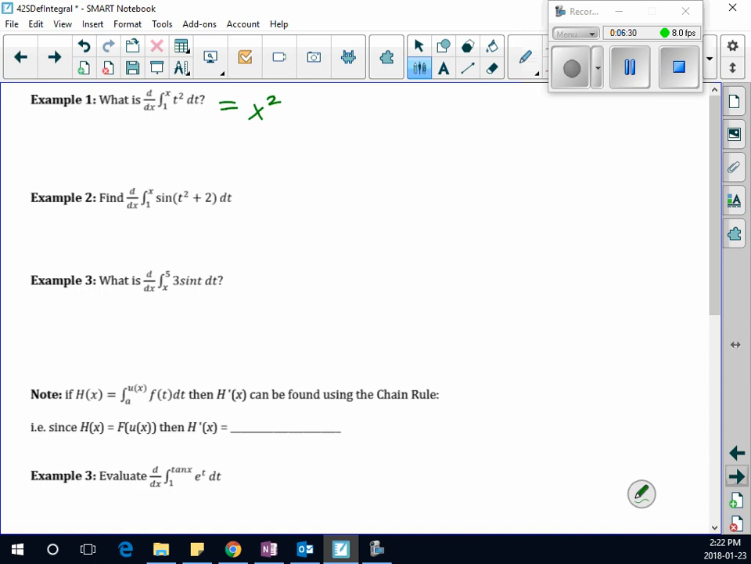Okay, what about this one? What would this be? So we're finding the derivative of the integral, right? So that just means this goes in, and so what do we get?